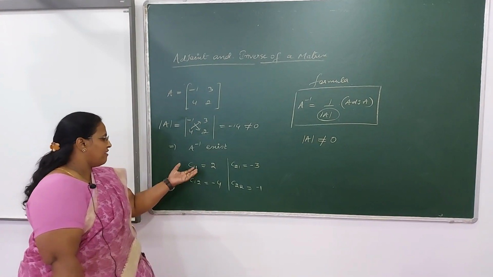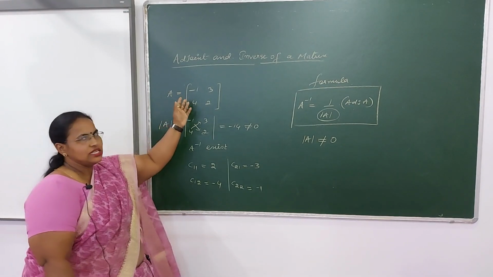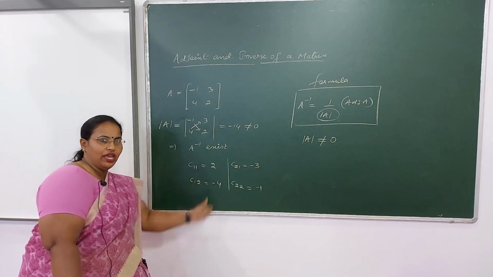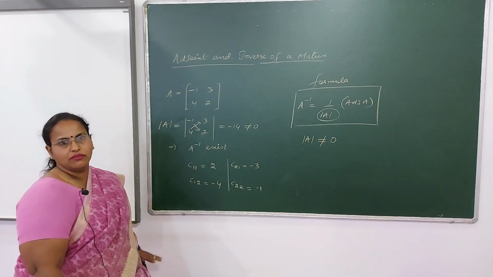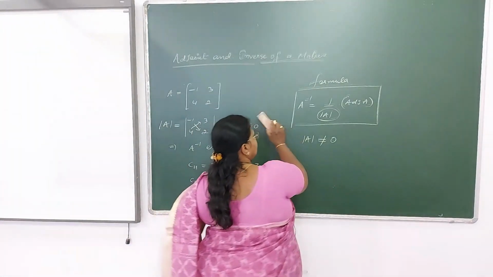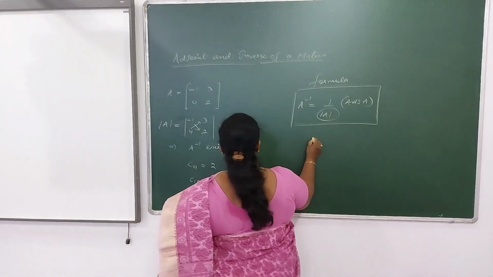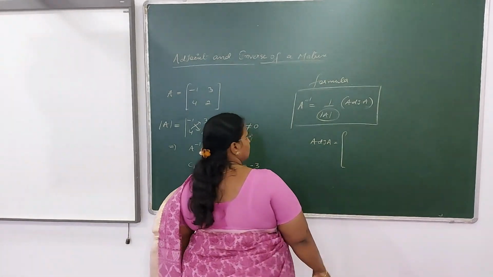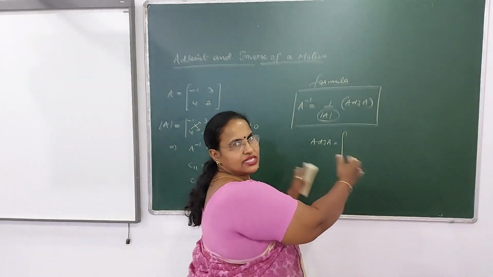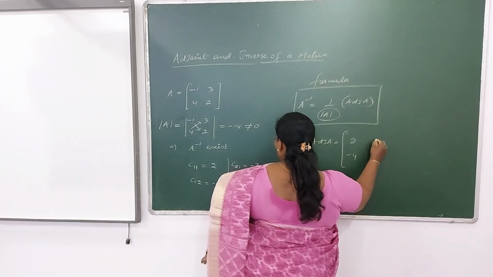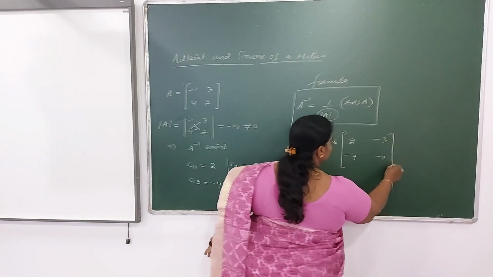So what have we done here? We have calculated the cofactors row-wise, and we are writing them in columns, so that we can skip the transpose part. So now we can write the adjoint. This is equal to, the first row goes in the first column and the second row in the second column, so it's [2 -3; -4 -1].